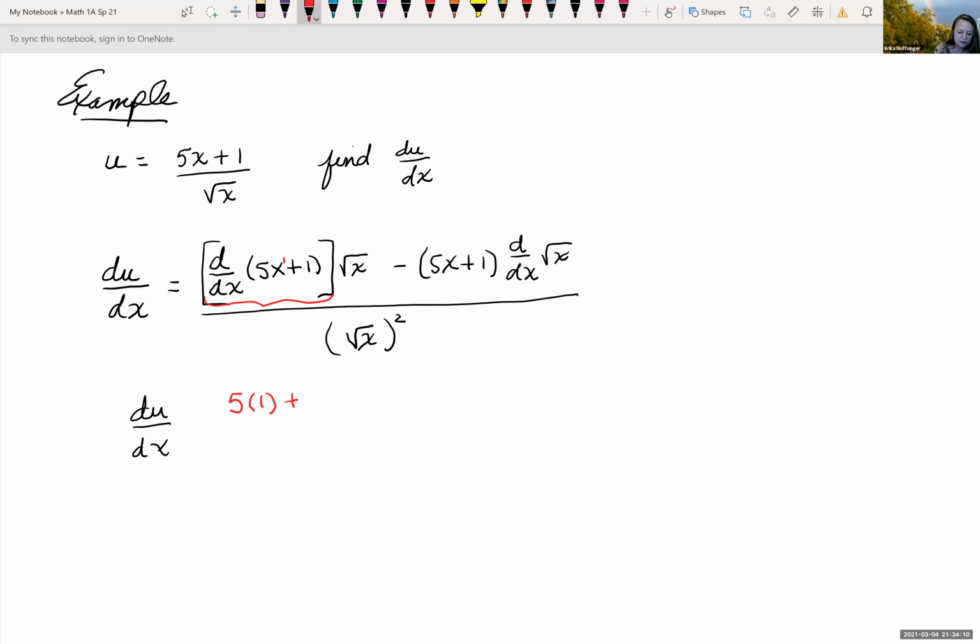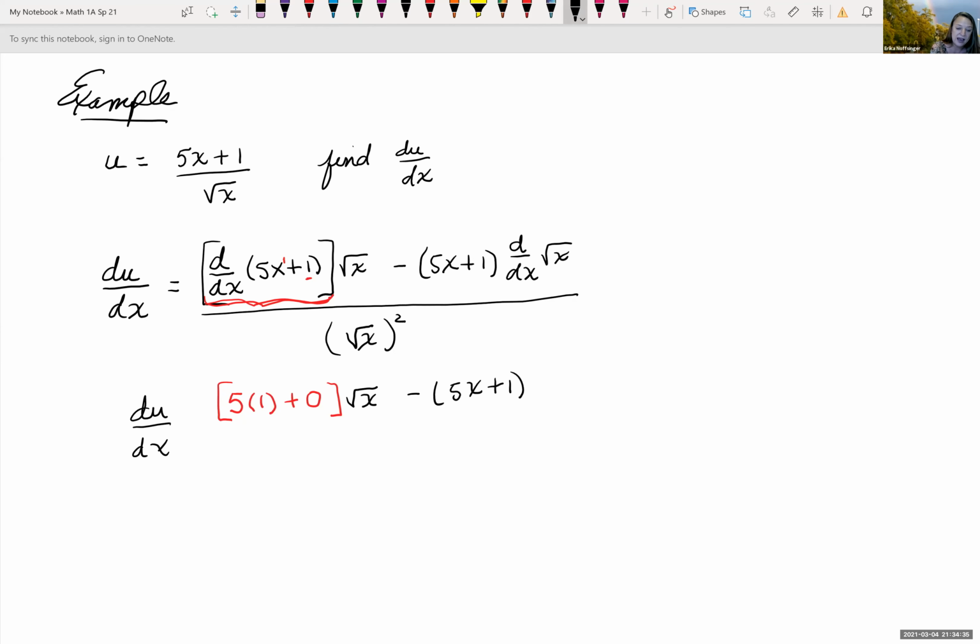Plus the derivative of a constant, remember, is 0. So that's the derivative of the numerator. I need parentheses around that whole derivative, all times the denominator, which is the square root of x, minus my numerator, 5x plus 1. So the derivative of the square root of x.